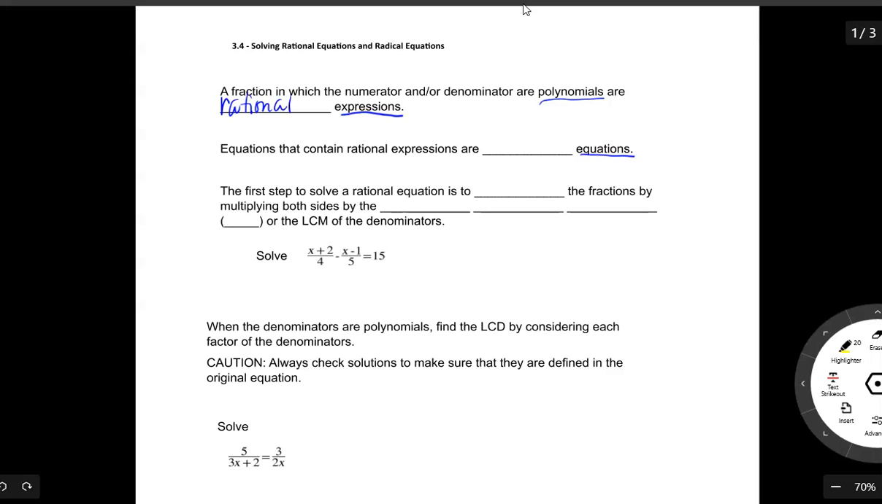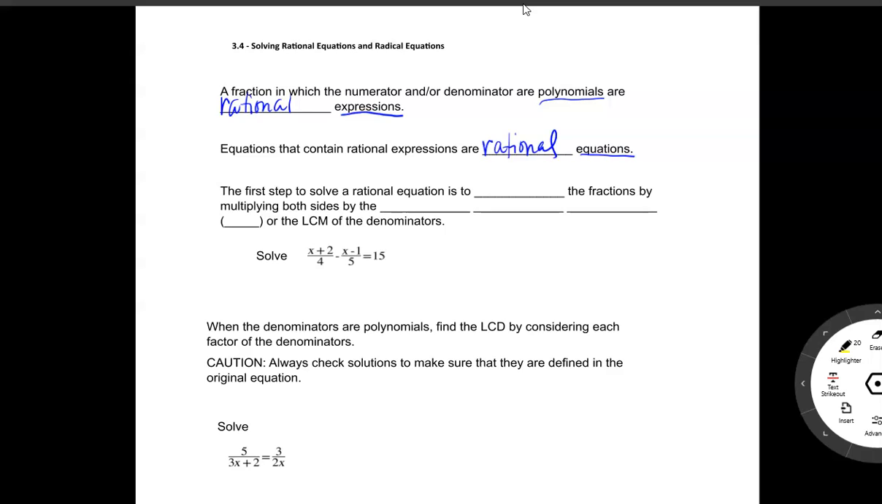The equations that have a rational expression in them, so again, think of equations as having the equal sign, like a sentence, whereas the expressions are just a phrase, like just a fraction. An equation that has a rational expression is a rational equation. Kind of makes sense, right?